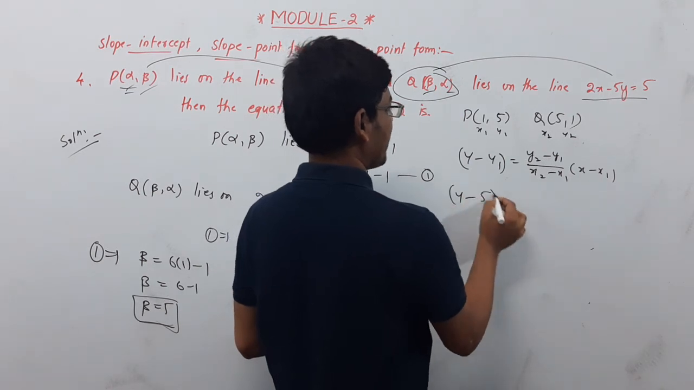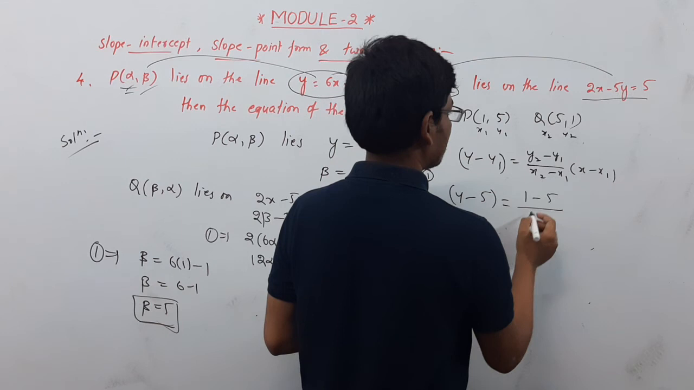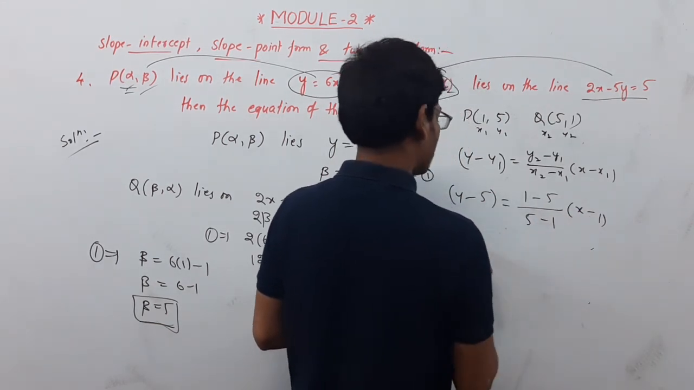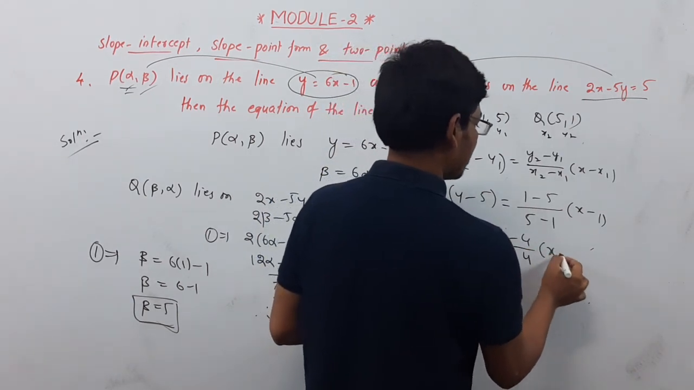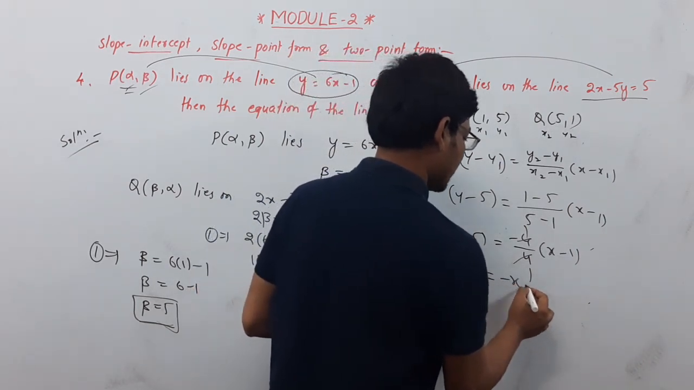y minus y1 is equal to y2 minus y1 over x2 minus x1 times x minus x1. Here y minus 5, that is equal to minus 4 by 4 times x minus 1. So 4 ones are 4, 4 ones are 4. y minus 5 is equal to minus x plus 1.